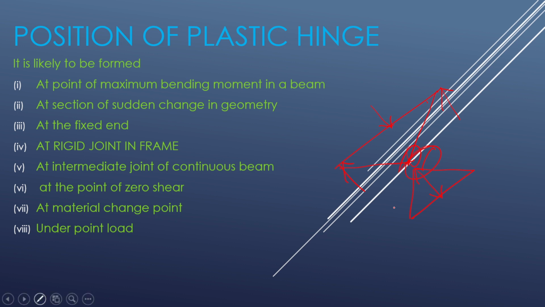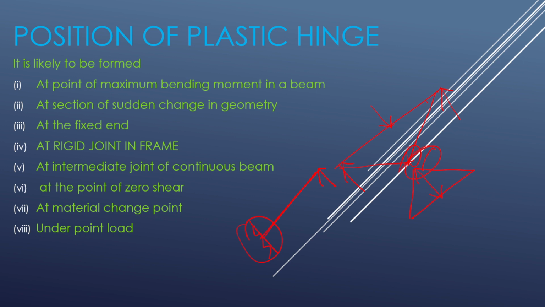Similarly, at a section of sudden change in geometry, if the geometry of the cross section of the member changes, at that point also we can identify plastic hinges. Plastic hinges will also form at the fixed end, if one end is fixed and the other is simply supported, or in cantilevers. At this point we get the plastic hinges.